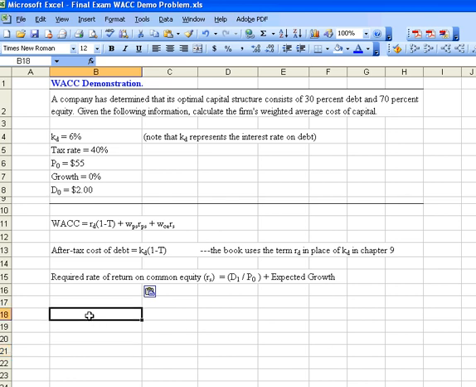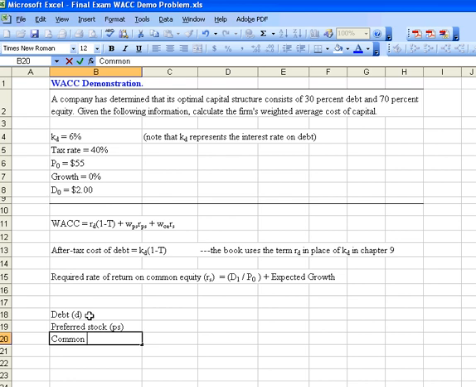I think what we ought to do is calculate the debt first, which is the D term. Then we ought to calculate the preferred stock. We'll just call that PS. And then we ought to calculate the cost of capital for the common stock, or common equity, and we'll leave that as that.